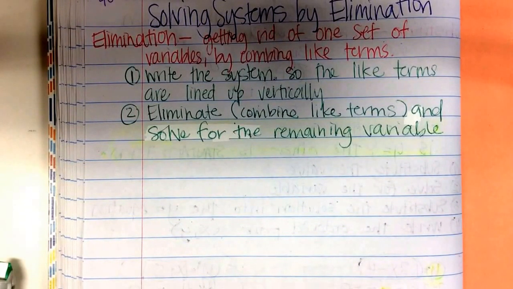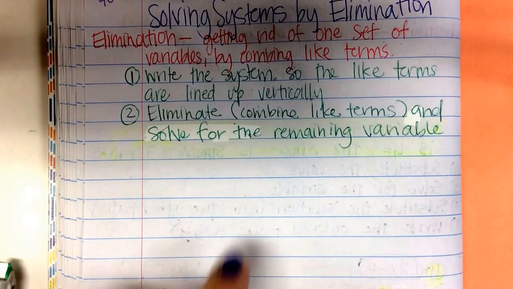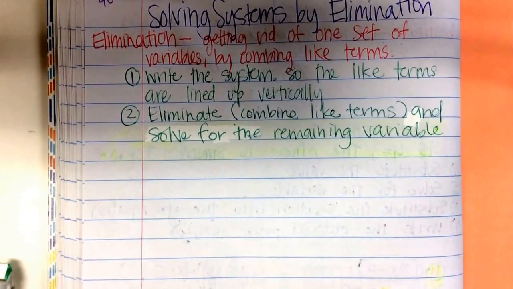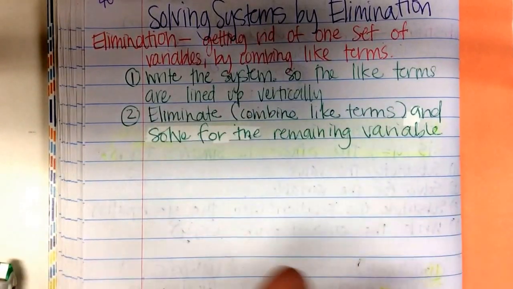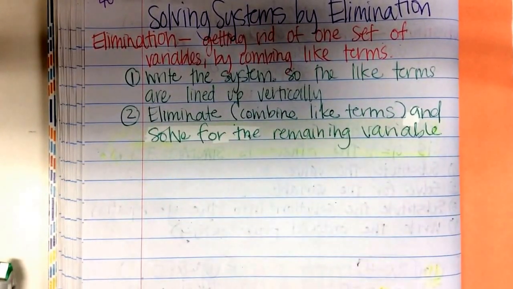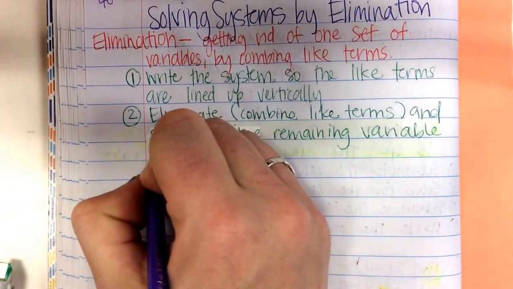So when I have them lined up vertically, I'm going to add vertically, and maybe something will eliminate itself. We'll get rid of it. I'm going to combine like terms. X's combined with X's, Y's combined with Y's, and then something's left over, and I solve. Now here's the caveat. This may not happen. You may not be able to eliminate.